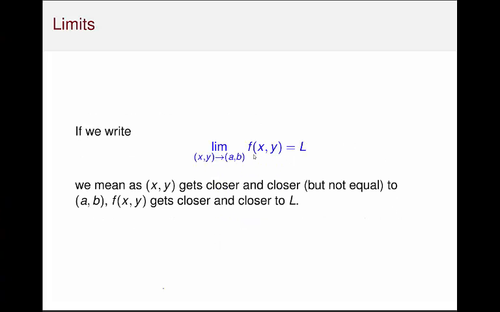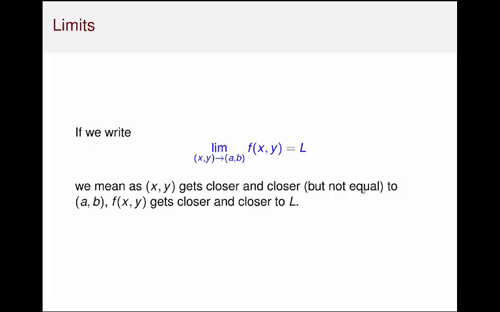Alright, suppose we have a function f of two variables, x and y. We say that the limit of this function f is equal to the real number L as (x, y) approaches the fixed point (a, b), provided as (x, y) gets closer and closer but not equal to the fixed point (a, b), the function f gets closer and closer to L.